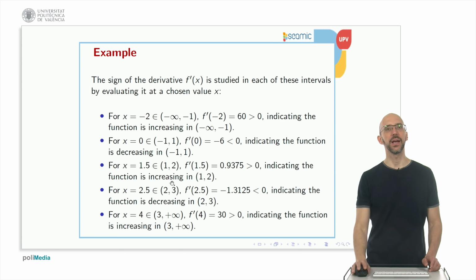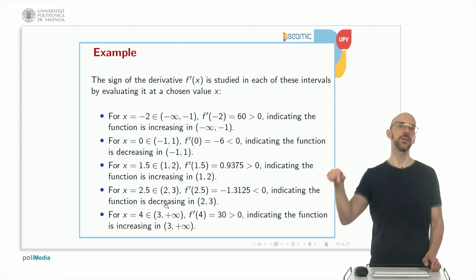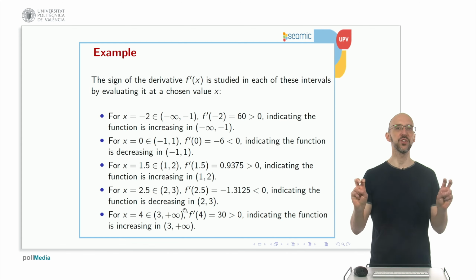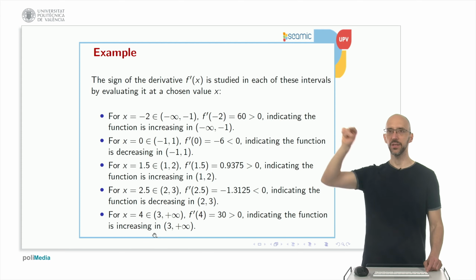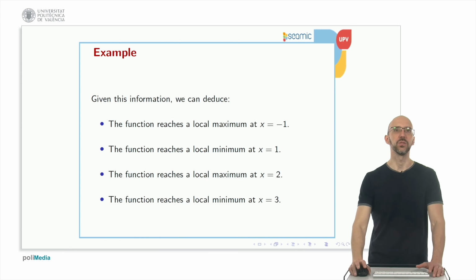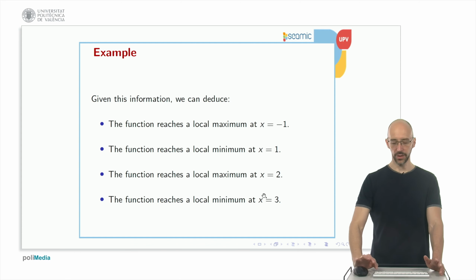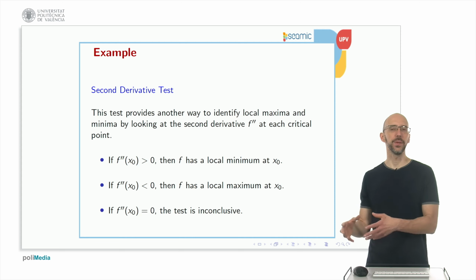The same happened at the point 2. At the point 2, it changes from increasing to decreasing, local maximum again. And finally, at the point 3, the function changes from decreasing to increasing, local minimum. Here you have the summary. At minus 1, local maximum. At 1, local minimum. At 2, local maximum. And 3, local minimum. Okay, do you want to see this in a picture?